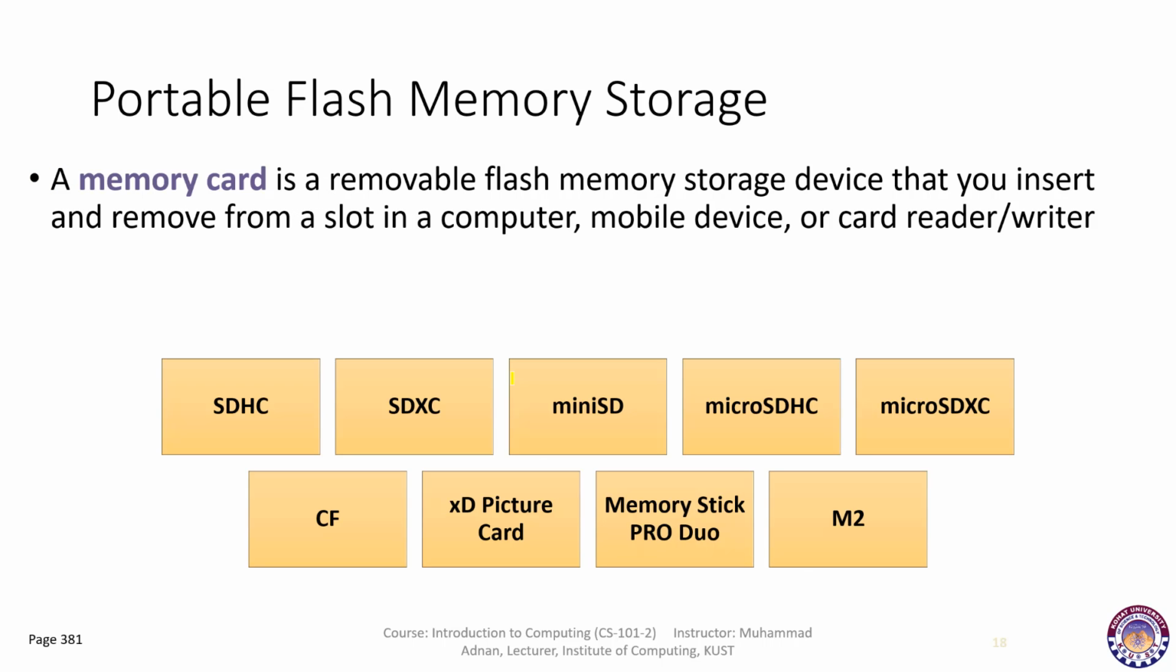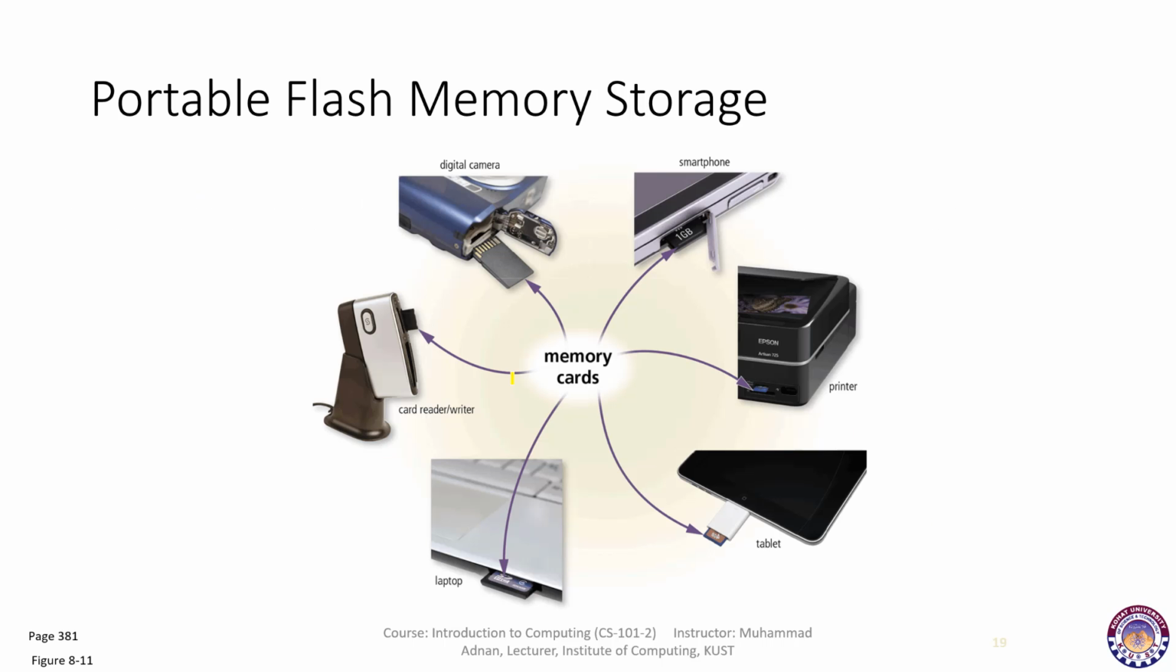So a memory card is a removable flash memory storage device that you insert and remove from a slot in a computer, mobile device, or a card reader writer. There are different types of memory cards. We have SD HC, SD XC, mini SD, micro SD HC, micro SD XC, CF, xD Picture Card, Memory Stick PRO Duo, and M2. So these are examples of memory cards. Nowadays they are very cheap. So if you need them, you can purchase them and use them.